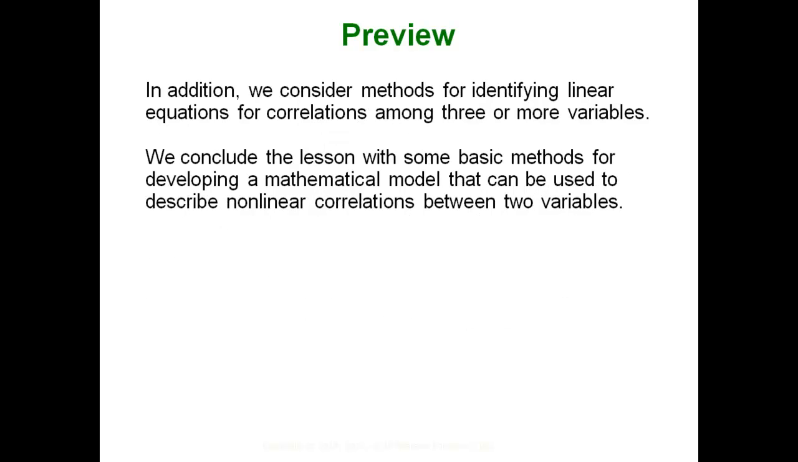Now, in addition to all this, we're also going to consider methods for identifying linear correlations amongst three or more variables, right? We're going to start off with a linear correlation between two variables. We're going to look at ways that we can also look for a linear correlation between three or more variables, and then we're even going to go beyond that and look at ways to find an equation that can relate variables in a nonlinear way, so in a curved fashion. Luckily, we're just going to be looking at those briefly, and we won't have to do a lot of crunching of the numbers, because that can get kind of complicated.